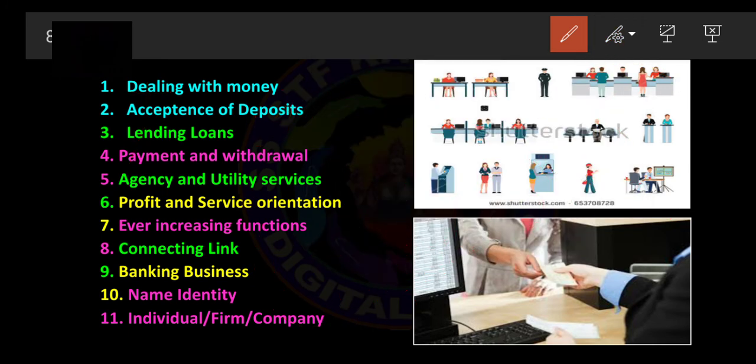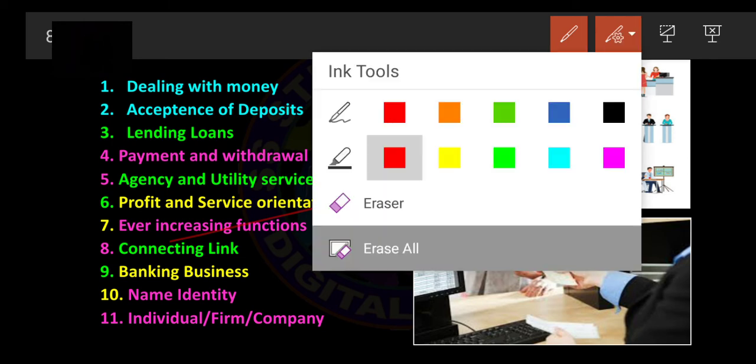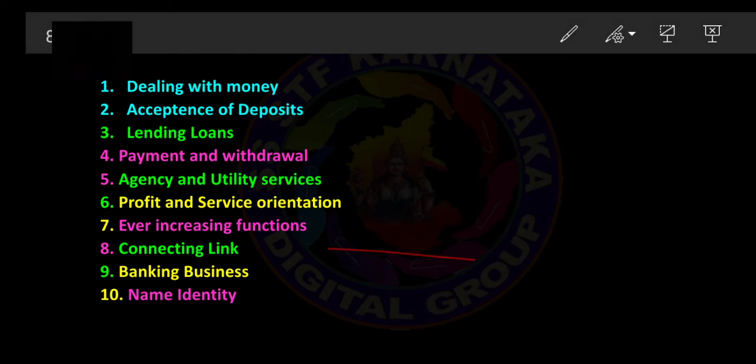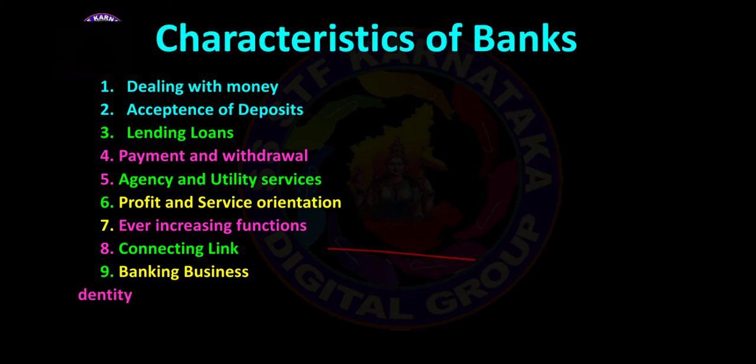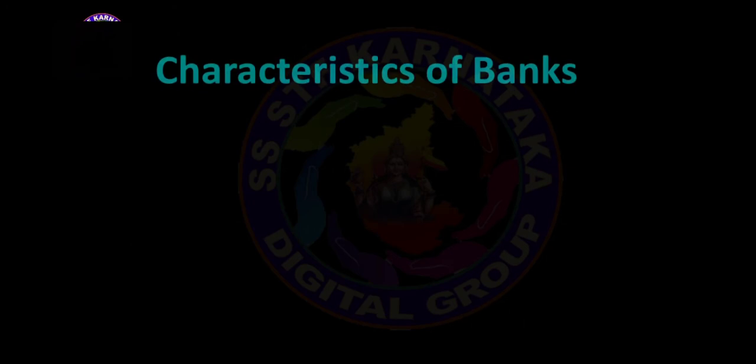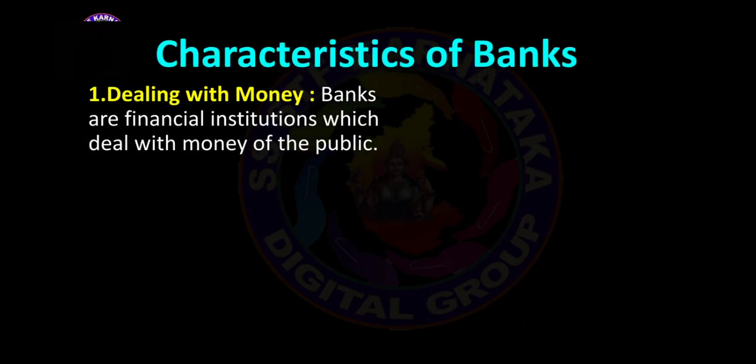Now let's go back to the next thing. Now we are going to understand the things over here. Okay, characteristics of a bank. So first I said dealing with money, and we are going to learn the 11 characteristics. Okay, fine, we can learn it. So, dealing with money.